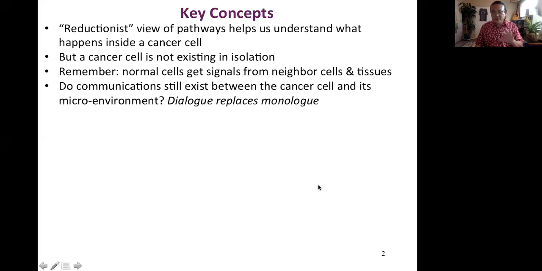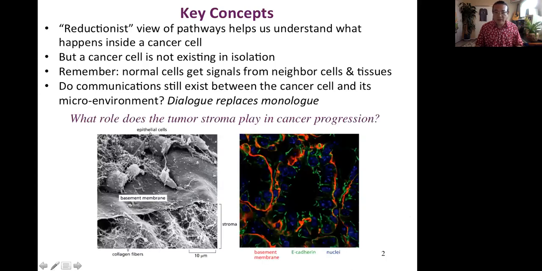So as we were saying, we're shifting away from just focusing on what's happening inside the cancer cell, because up until now we've just been talking about the cancer cell almost functioning in isolation. But we know that's not true, that there must be a back and forth between the cancer cell and the surrounding tissue, the stroma. That's what we mean by this idea of back and forth communication, a dialogue instead of just a monologue. So the question is, what role does this tumor stroma actually play in cancer progression?